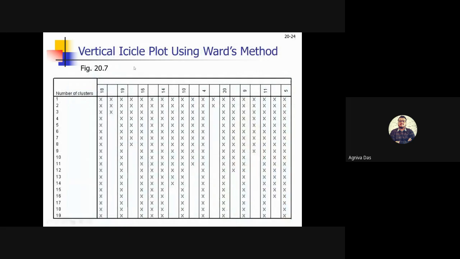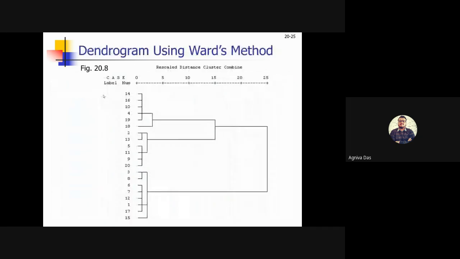Now this is the vertical icicle plot, which shows, with the number of clusters on one axis and the observations on the other, up to which cluster number a particular observation waits until it gets selected. And this is what we call a dendrogram, a rescaled distance cluster combination.